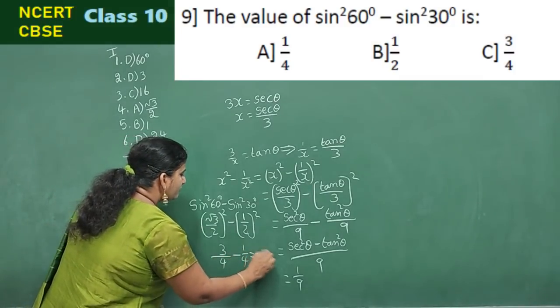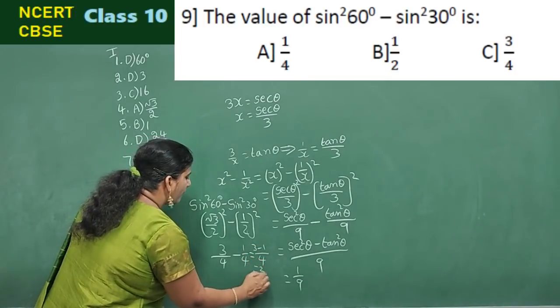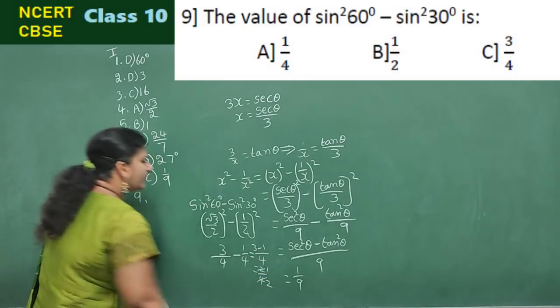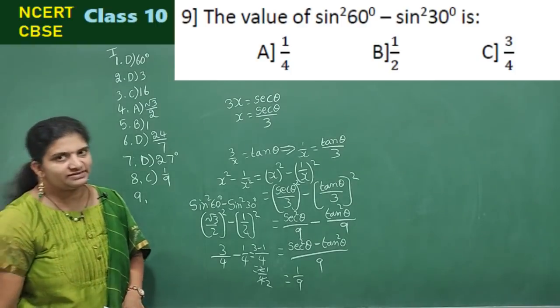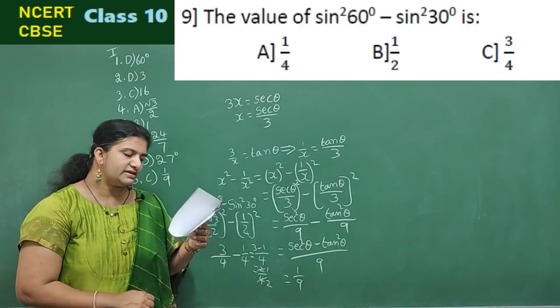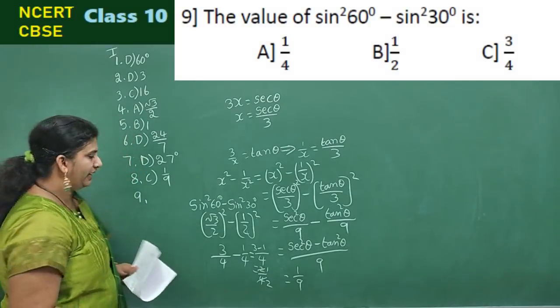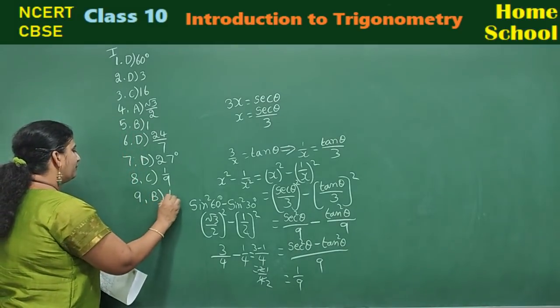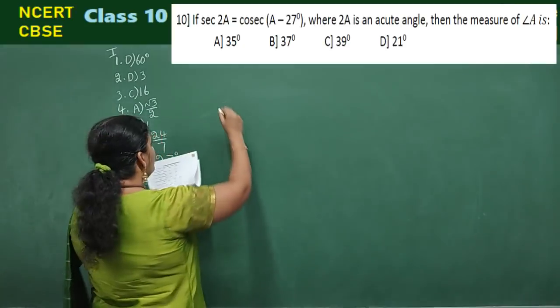Do LCM. 3 minus 1, that will be 2 by 4. If you cancel, you are going to get 1 by 2 is your answer. Check the option which is right answer here. Option B, 1 by 2. Let's see the 10th one.